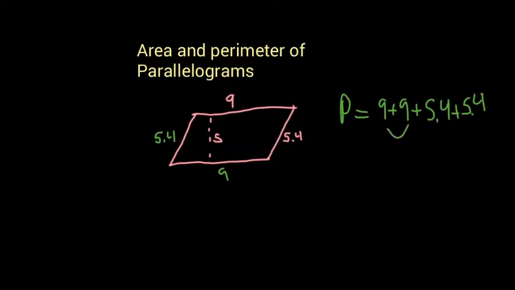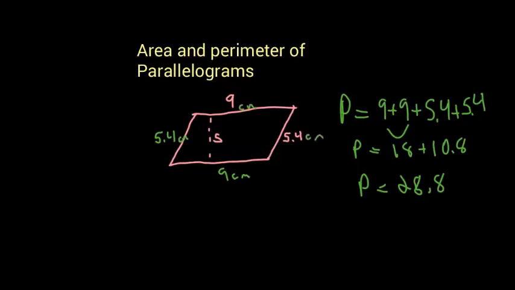So 9 plus 9 would be 18, plus 5 and 5 is 10, 4/10 and 4/10 is 8/10, so that would be 10 and 8/10. Then 18 plus 10 would be 28 and 8/10. And I didn't put units on this, so let's call these all centimeters. So it would be 28 and 8/10 centimeters.